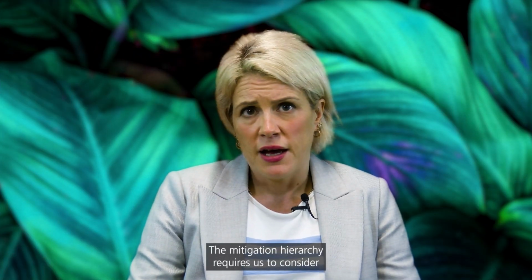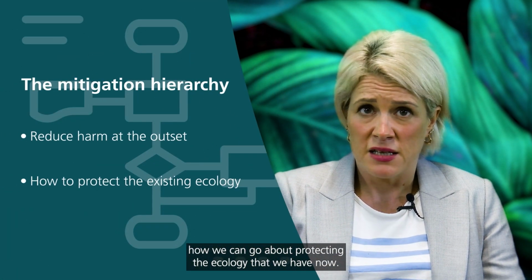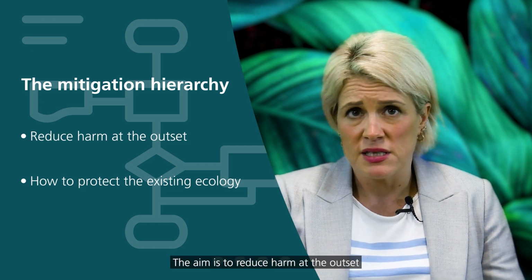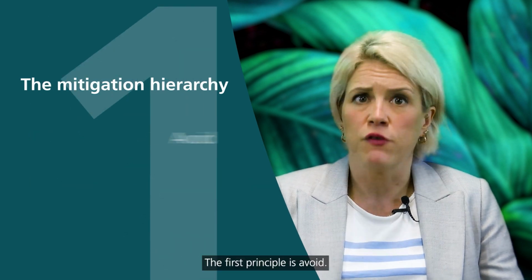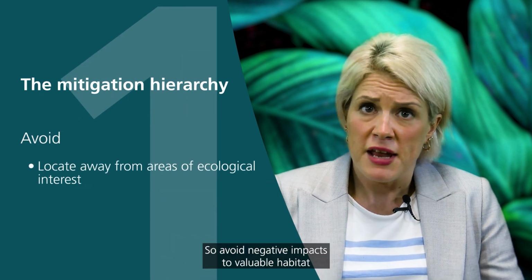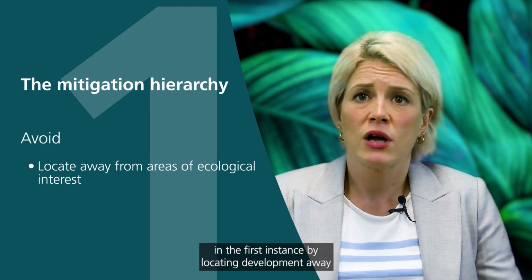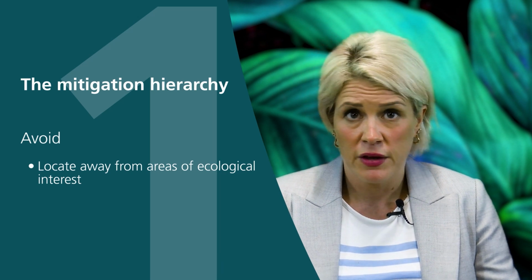The mitigation hierarchy requires us to consider how we can go about protecting the ecology that we have now. The aim is to reduce harm at the outset rather than offset it later. The first principle is avoid. So avoid negative impacts to valuable habitat in the first instance by locating development away from areas of ecological interest.